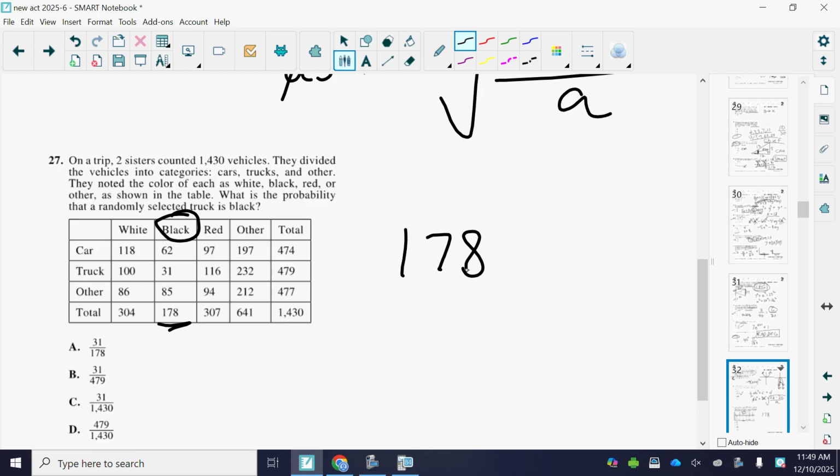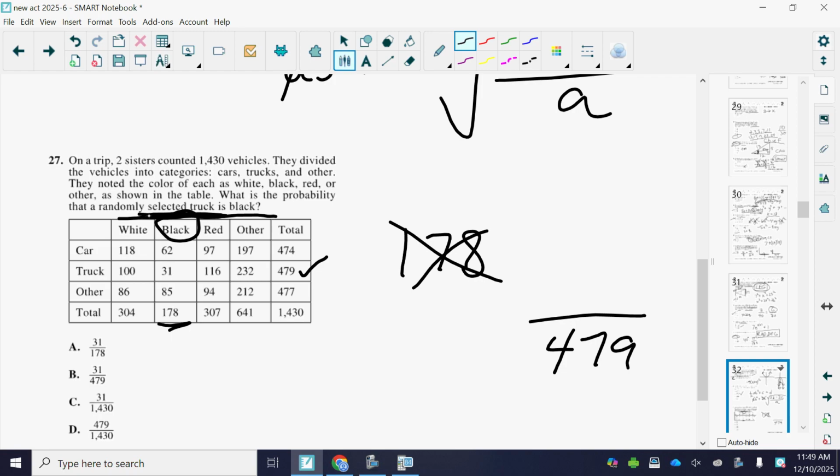Ooh, I misread it, huh? It's randomly selected truck. Scratch that. So how many trucks are there? That's the denominator, huh? So you see what they did? They switched the denominator on me, but I wasn't falling for it. When I reread it right here, it's a randomly selected truck, not one of the cars, huh?